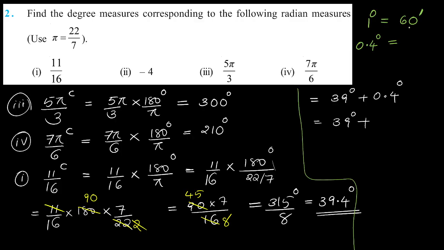60 into 0.4, you will get 24. It's very simple. We know that 1 degree equals 60 minutes. 0.4 degree, how much? Left side and right side multiply with 0.4. So I can write 0.4 degree as 24 minutes. We can avoid the decimal, that's why. 39 degree 24 minutes, or denoted by 39 degree space 24 minutes.